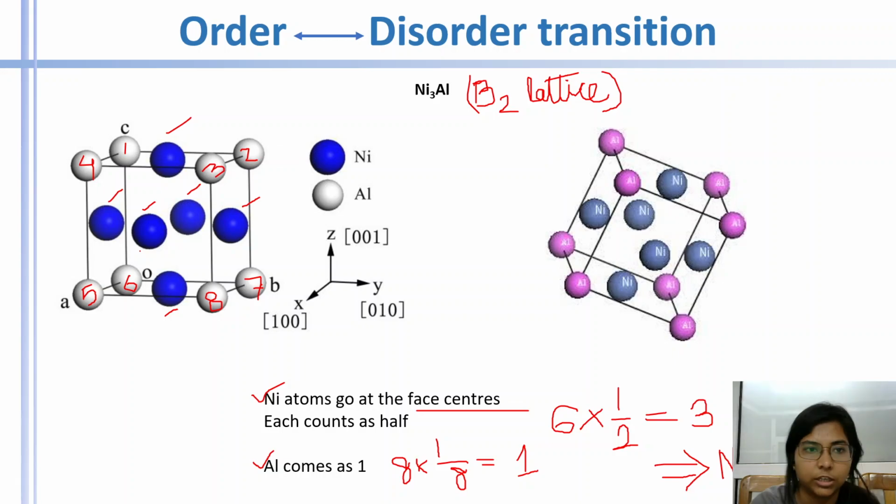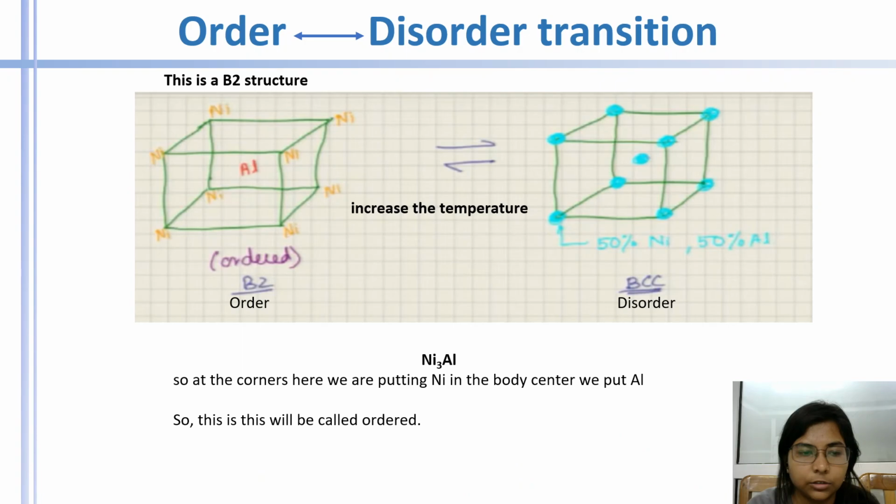In this Ni3Al, we will now try to understand the structure. This is a B2 structure.